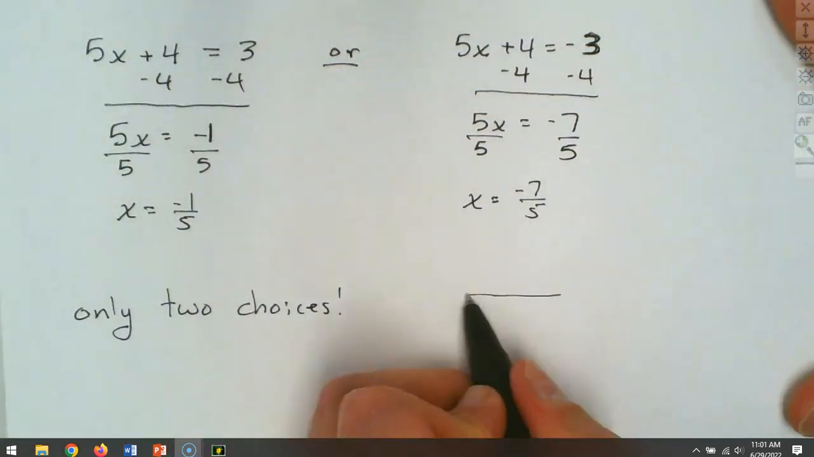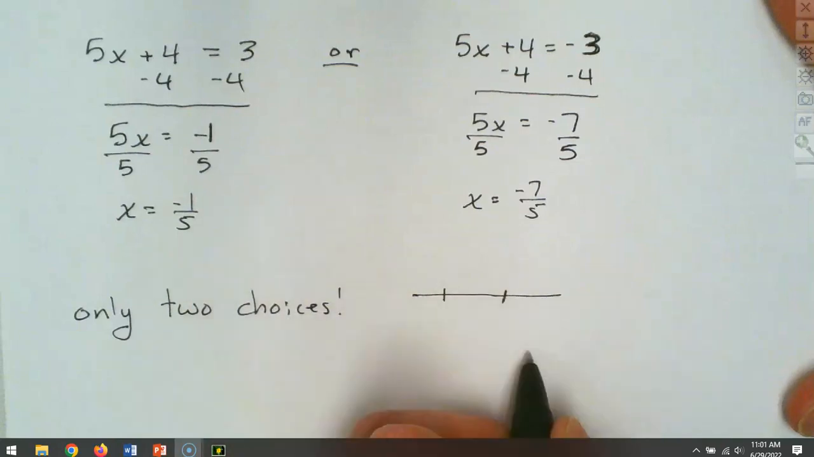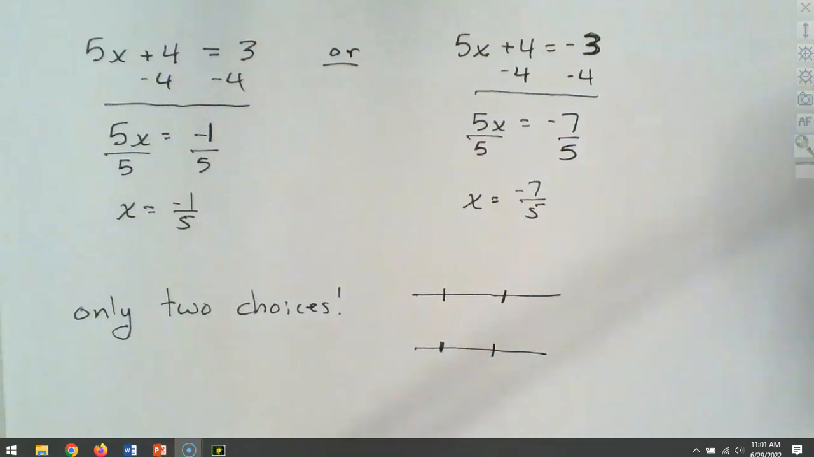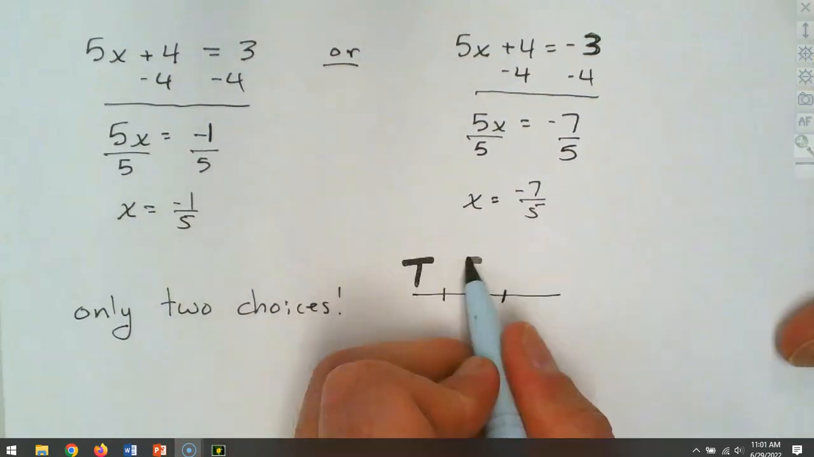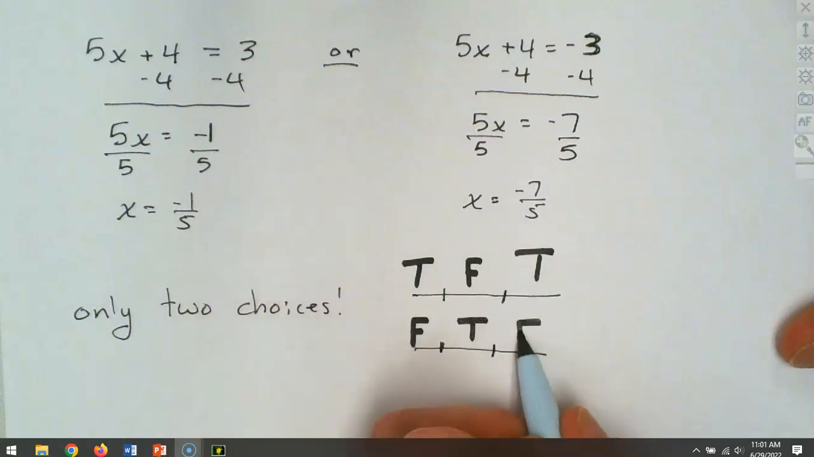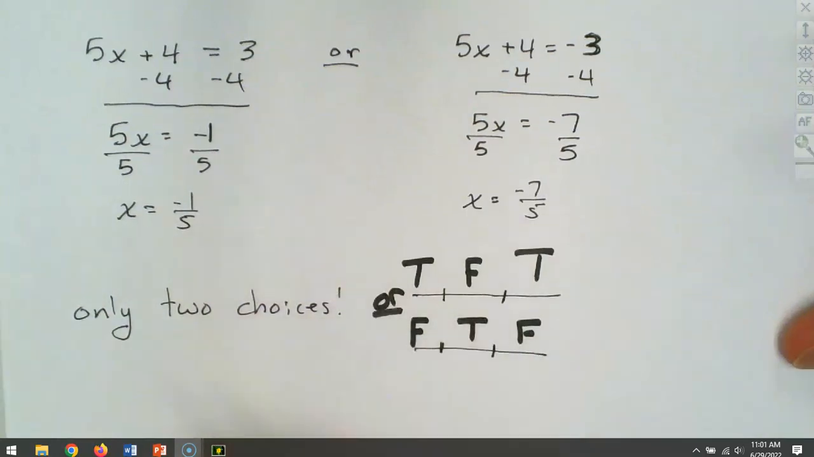The two choices are this, and we only have to check one number. So the two choices are true, false, true, or false, true, false. That's your two choices. It never deviates from that. So it's either true, false, true, or false, true, false. Nothing else can happen.